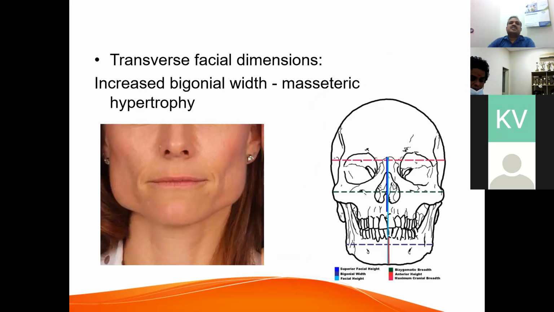So the transverse facial dimensions, you can see when patients present with an increased bigonial width. In that group of patients, they'll have masseteric hypertrophy. So when the bizygomatic width is less compared to the bigonial width, the patient can have a skeletally wider mandible, or the patient can have masseteric hypertrophy. A clinical examination and radiographic assessment will help us know which is the problem area.